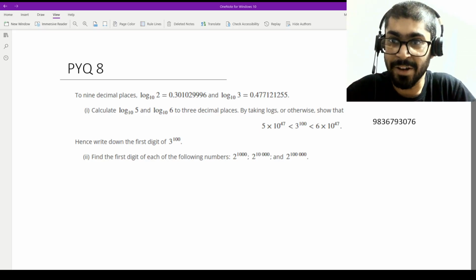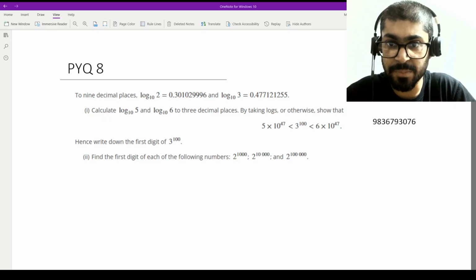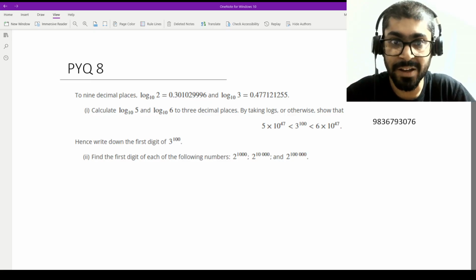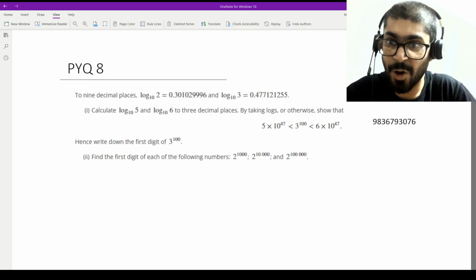Hello everyone. Welcome back to the past year question solutions for the 6th term examination problems. As usual, we are picking questions randomly so that we can at least cover all of the major sections that are used in the syllabus for this exam. In this one we have calculations and logarithm.